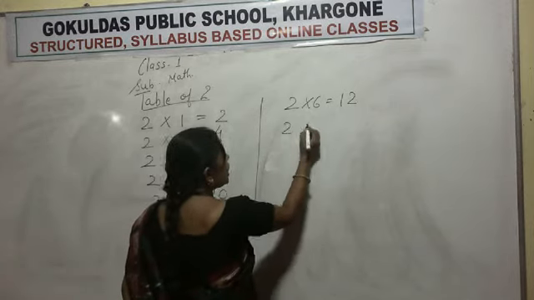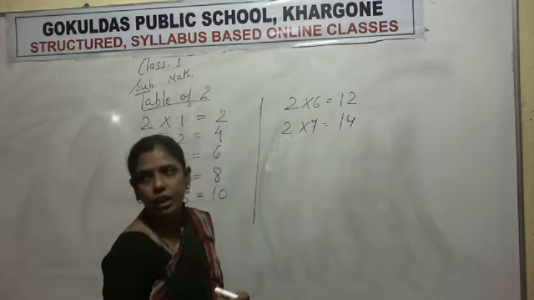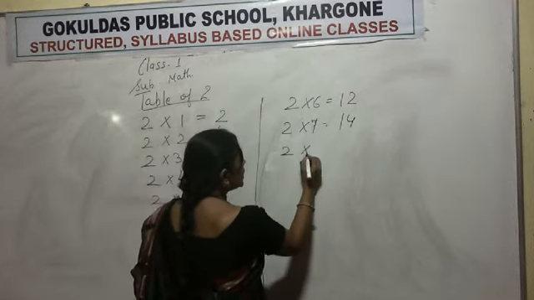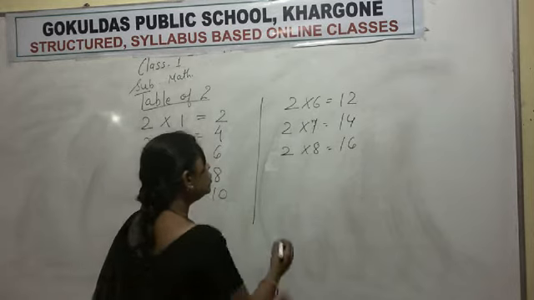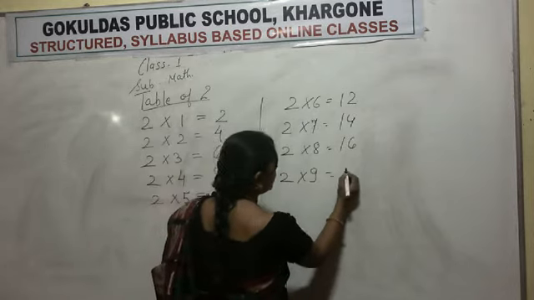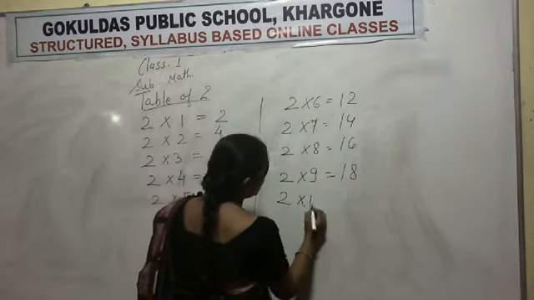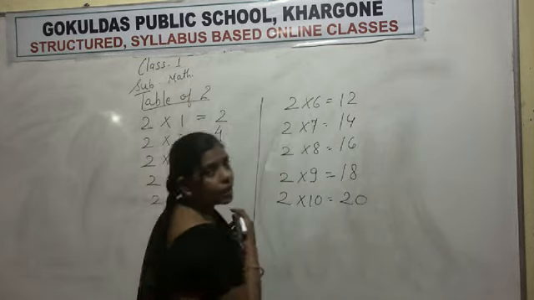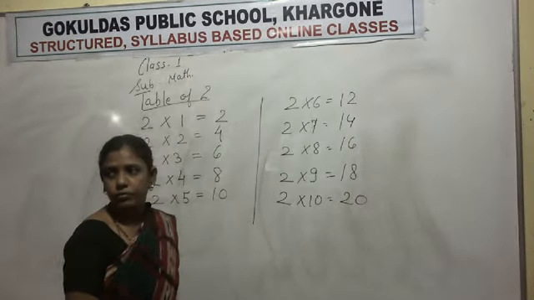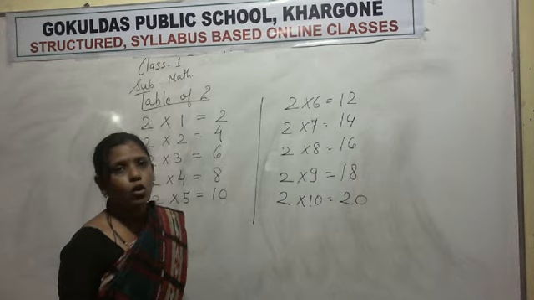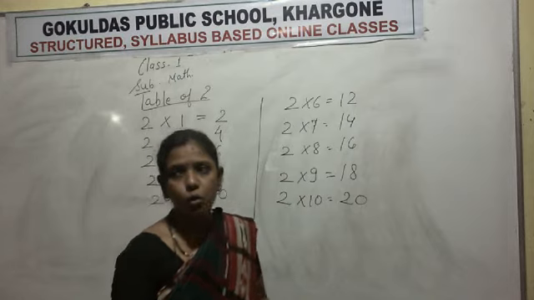2 sevens are 14. Repeat, 2 sevens are 14. 2 eights are 16. 2 nines are 18. 2 tens are 20. 2 tens are 20. All of you have written? The table of 2 also you have to write 2 times.